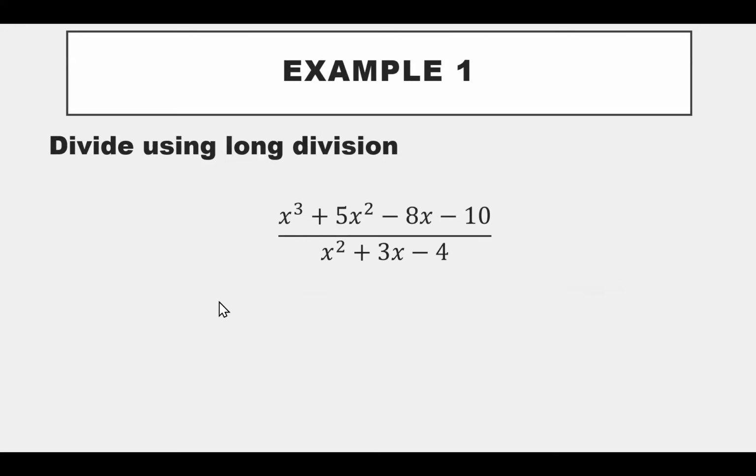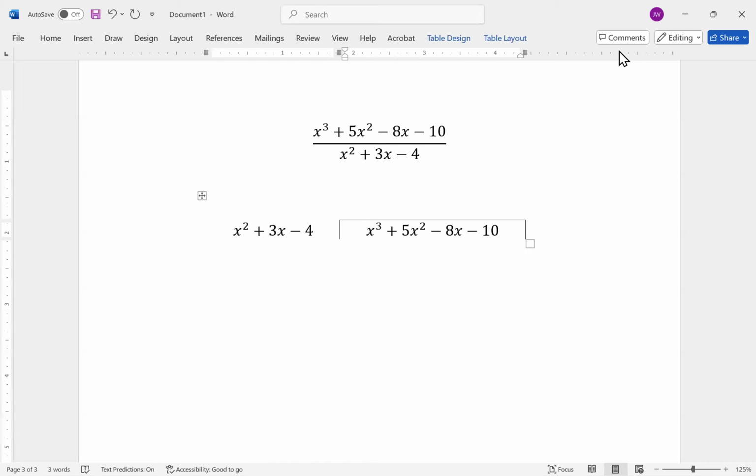It's best just to do an example, I think. Let's divide x to the third plus 5x squared minus 8x minus 10 by the polynomial x squared plus 3x minus 4. All right, so let's go ahead and do that.